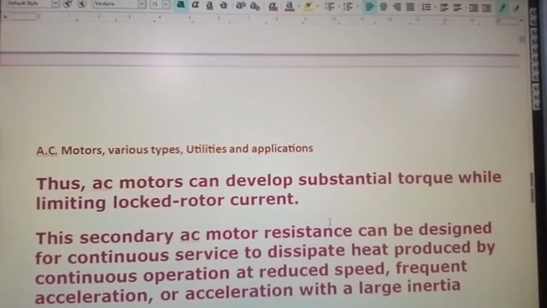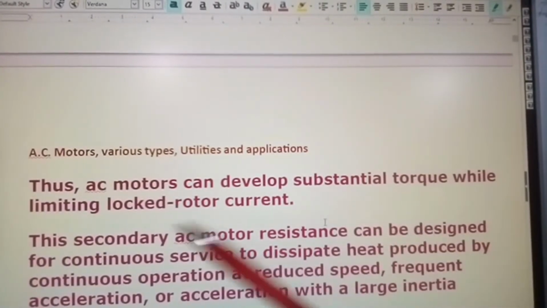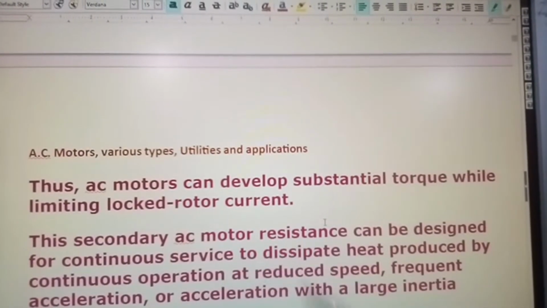Thus AC motors can develop substantial torque while limiting locked rotor current.